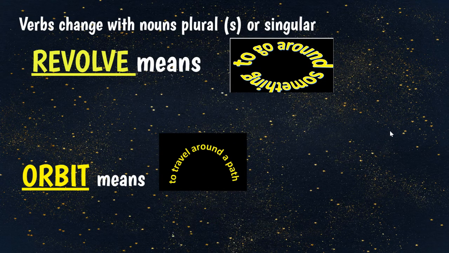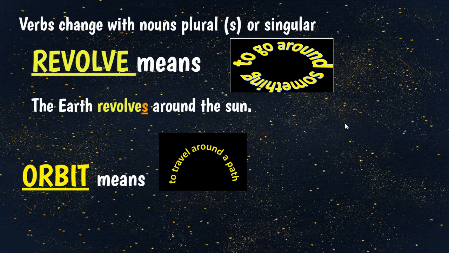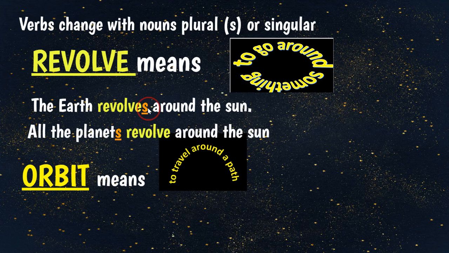Verbs change with nouns, plurals or singular. What does that mean? And why are we in ELA? This is when you're writing your sentences, just so you know. This is how you're going to be changing the verbs. The earth revolves around the sun. When earth is singular, there's one earth, then the verb has an S. You probably know this, but it's a good thing to review. So when you're getting into these words you might not know, you'll be able to know.